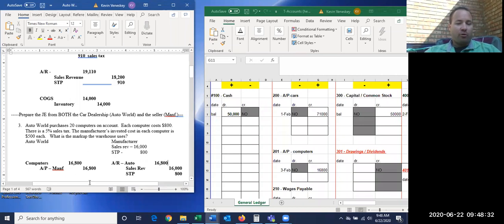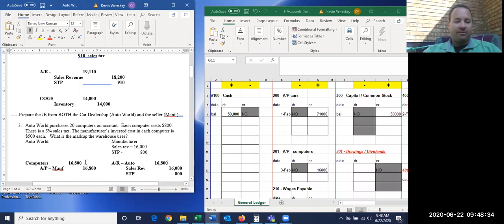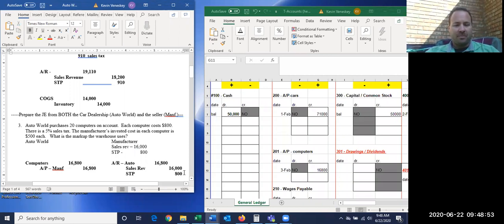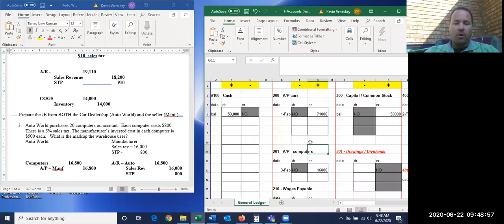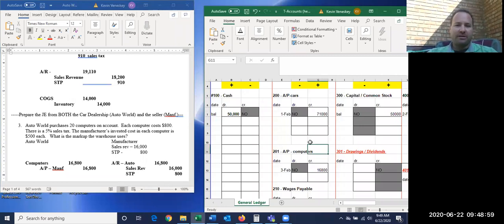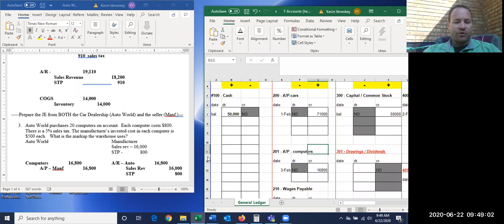Now, from the buyer standpoint, I don't need to differentiate between the cost and the sales tax because the sales tax is already included in this. I include it in the cost of my equipment. But the seller needs to break it down because they're collecting and keeping 16 grand. They have to pay on 800. Now notice I'm not putting this in my T accounts because these T accounts are for Auto World only. I'm not doing the T accounts for the manufacturer.